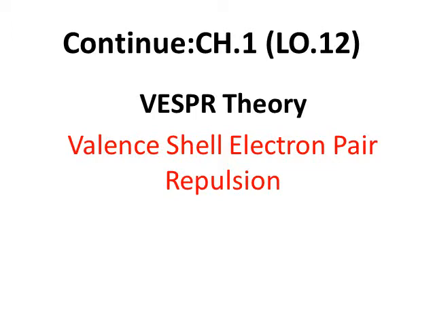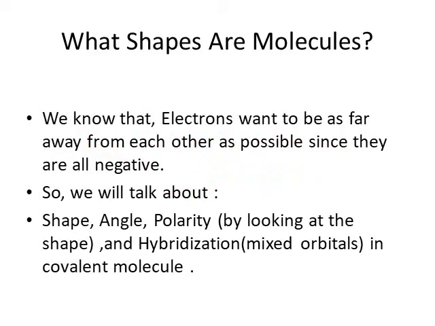Today we will continue our LO12 for grade 10. Our concept will be VSEPR Theory. This means valence shell electron pair repulsion. That helps us to know the shapes of molecules. As we know, electrons want to be as far away from each other as possible since they are all negative. So, we'll talk about shape, angle, polarity, and hybridization in covalent molecules.